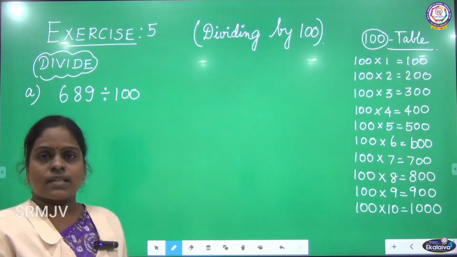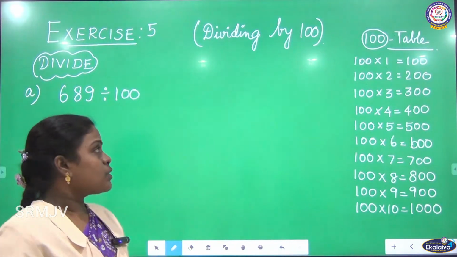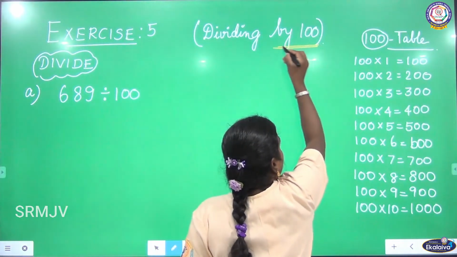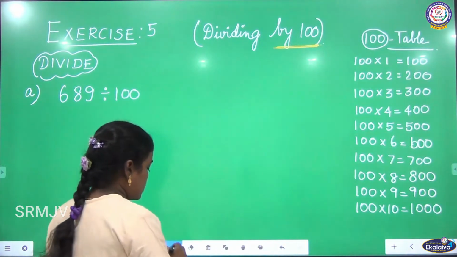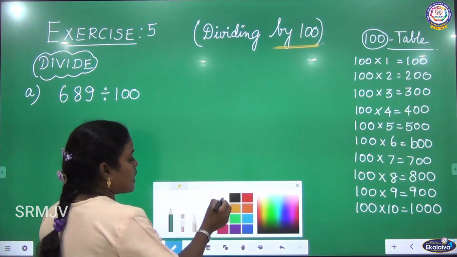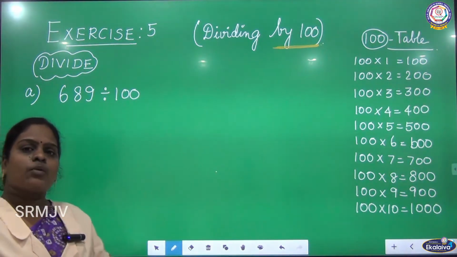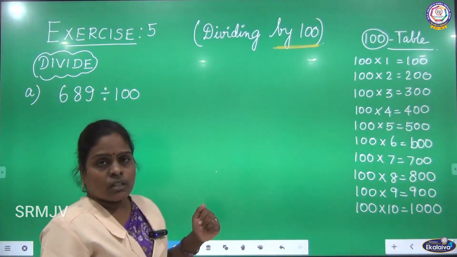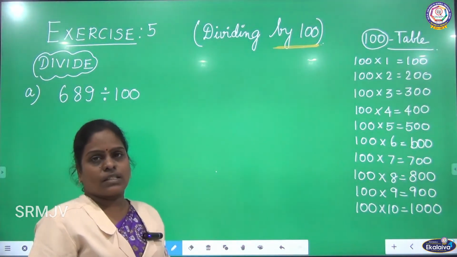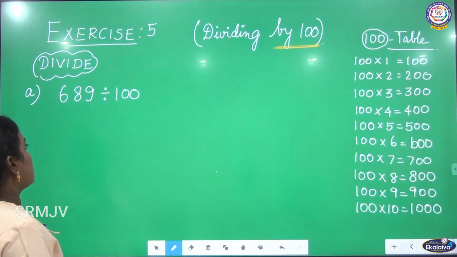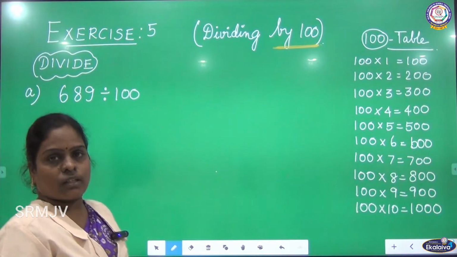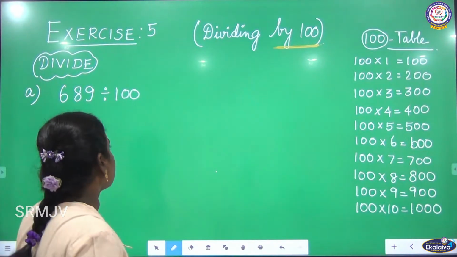In this exercise we are going to learn how to divide a given number by 100. In the previous exercise we learned how to divide a number by 10 and here we are going to learn dividing by 100. So now let us do the sum in the usual method. Then we will move into the shortcut method.